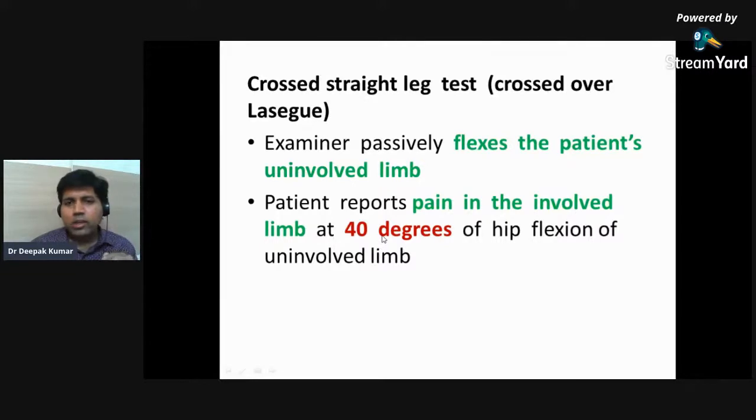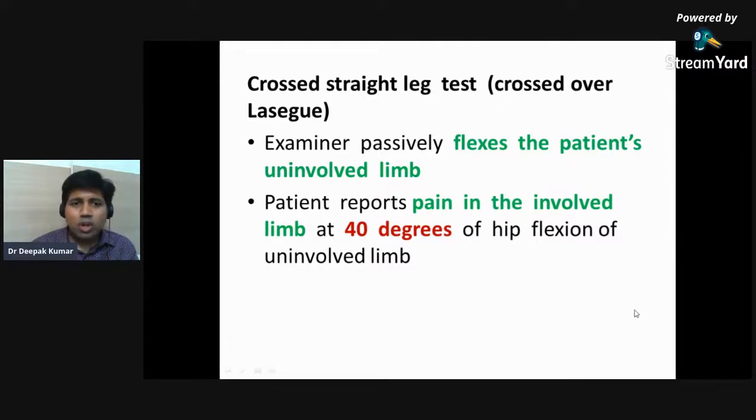You may be thinking 45 degrees in the involved limb, so the higher degree should be in the uninvolved limb, right? But that is not the case. Here, in the uninvolved limb, 40 degrees of hip flexion itself is sufficient to cause pain. Beyond 40 degrees, if pain is caused, that is not taken as positive. And how do we explain this?